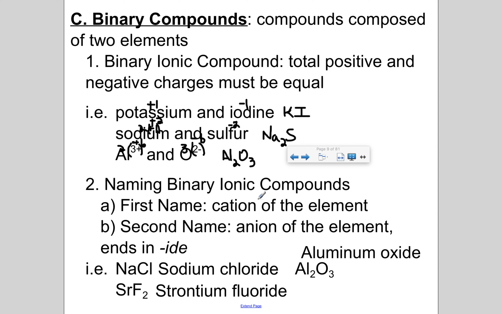Over here, the Al2O3, what we just did up here, how would you name that? What would you call that? Well, the cation's aluminum, so you just write out aluminum. But then the anion is oxygen. But you don't say oxygen. You change the ending to IDE, so it's oxide, aluminum oxide.